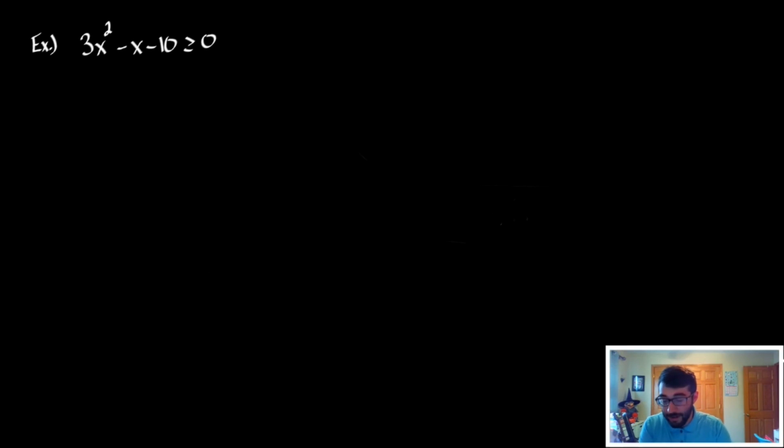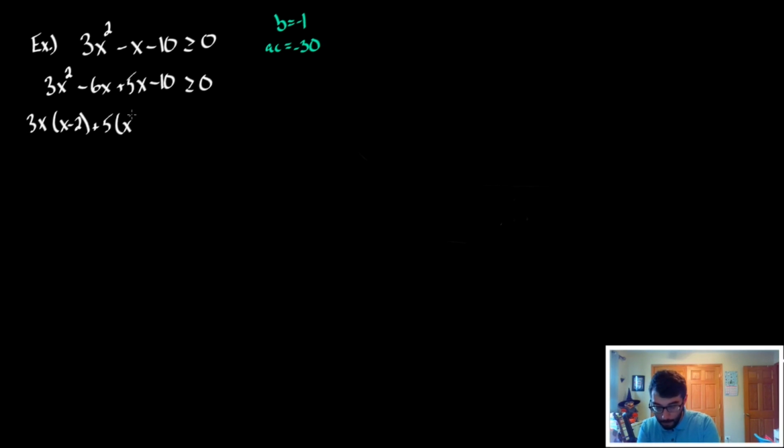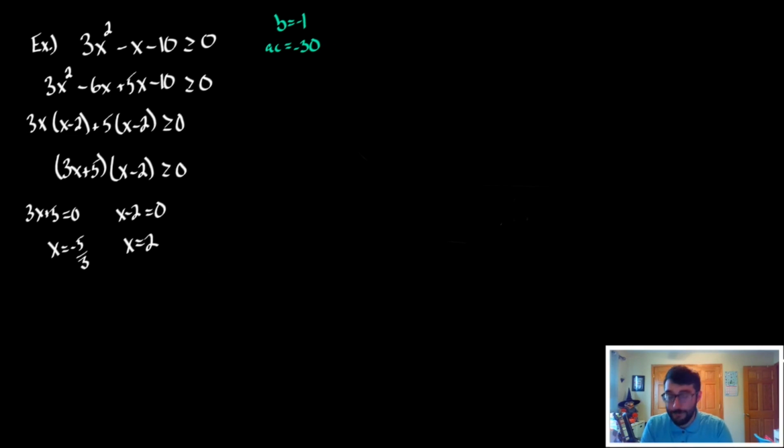We have 3x squared minus x minus 10 is greater than or equal to 0. Make sure everything's on one side of the inequality. We have that. Check for a greatest common factor. We don't have one, so we go straight into factoring. So I'm going to go ahead and factor this. All right, so I went ahead and factored and got 3x plus 5 and x minus 2. So that gives me two zeros of negative 5/3 and positive 2. But remember, we are solving an inequality, so what we need to do is place these on a number line. So that's what we're going to go ahead and do.